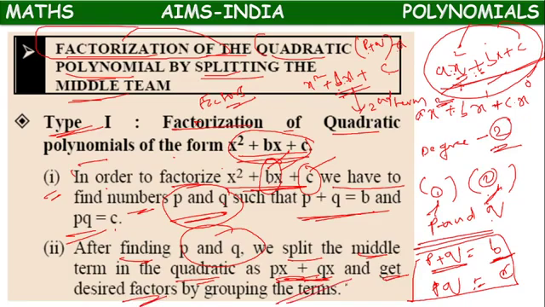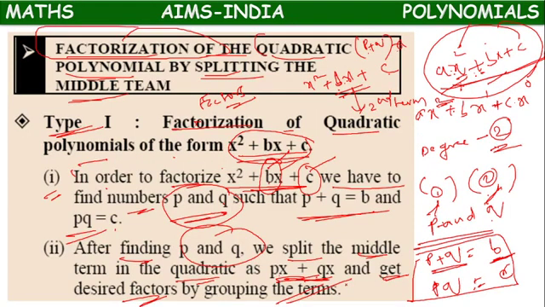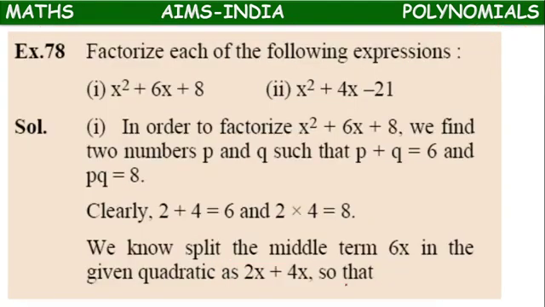So first we have to find two numbers. Then we have to split the middle term. Then we have to group the similar terms. In that way we can find the factors. Now, based on these steps, let's observe some examples so that we will get clarity regarding the factorization of a quadratic polynomial.